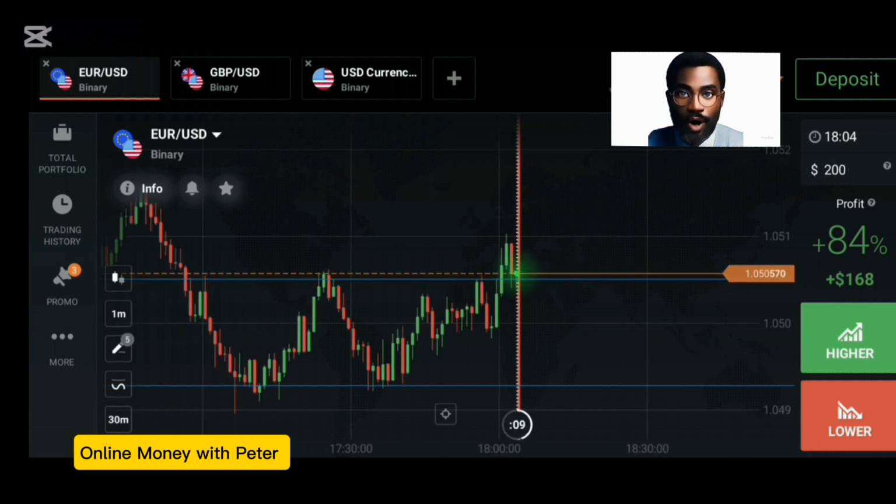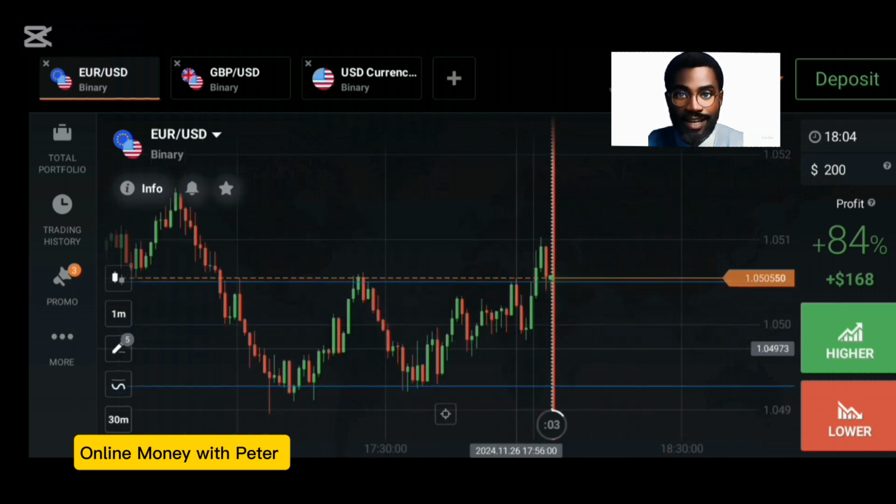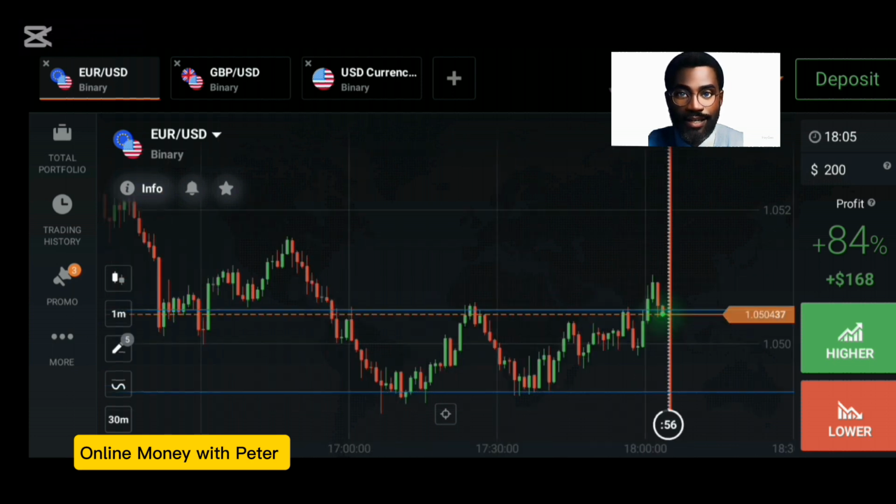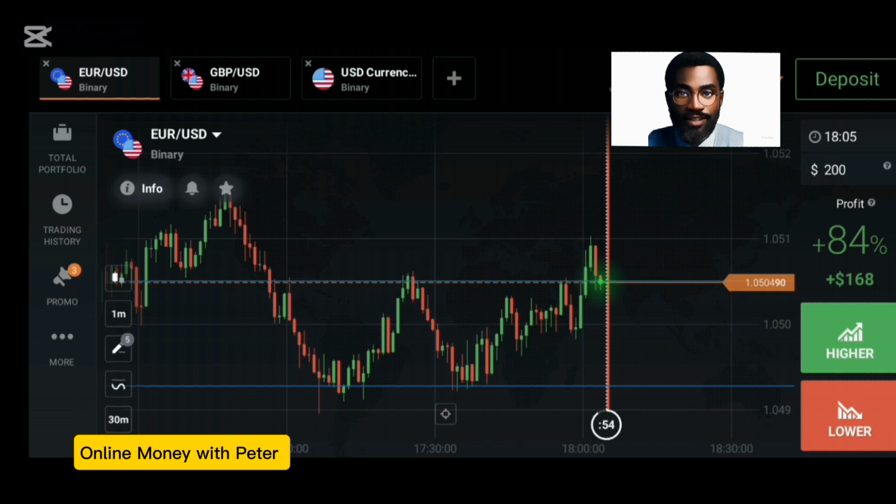Let's see if it has really broken out of this resistance. Let's see whether it will come back into this short sideways market. Really, as it is, it's on this temporary sideways market. It can break to the upside or to the downside. So if it comes back inside, then it's a false breakout. Okay, but I've won my first trade.